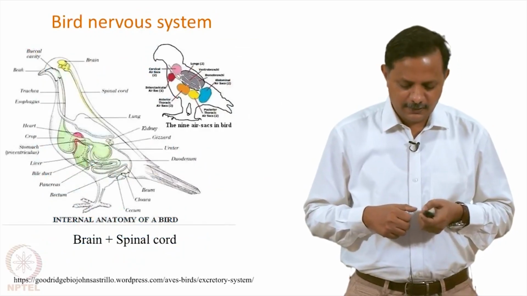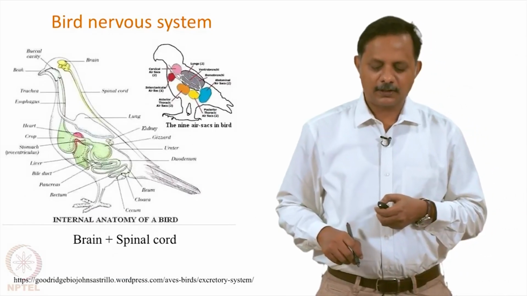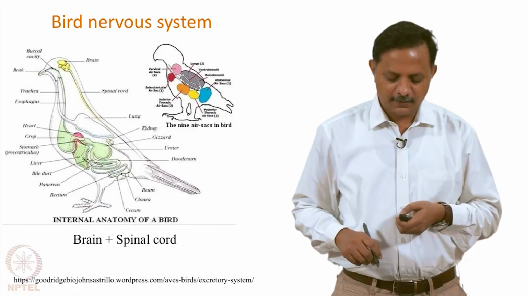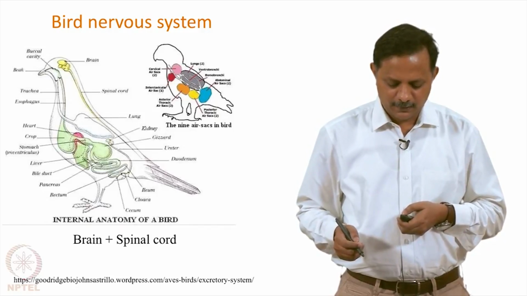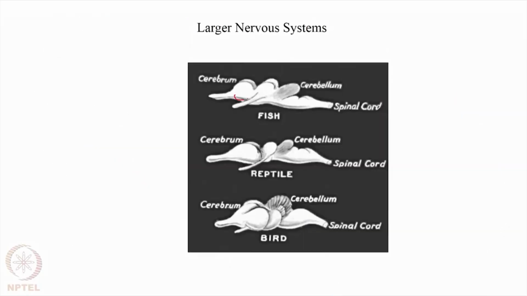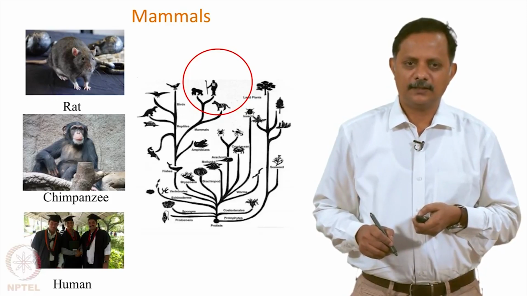So, again you can see here that the nervous system of the birds has this brain and cord kind of structure. If you look at the brains of these last 3 organisms that we have encountered, a fish, a reptile and a bird, you see all of them have a brain and spinal cord kind of nervous system, and if you go higher and higher up, you see that the cerebrum part of the nervous system gets bigger and bigger. We will see that more as we go to mammals. So, let us look at some mammals. So, you have rats, chimpanzee and humans.